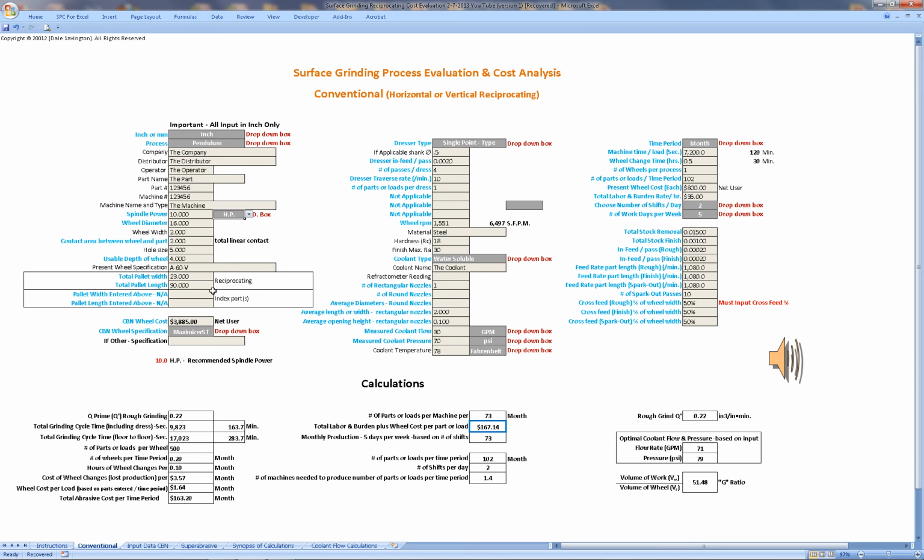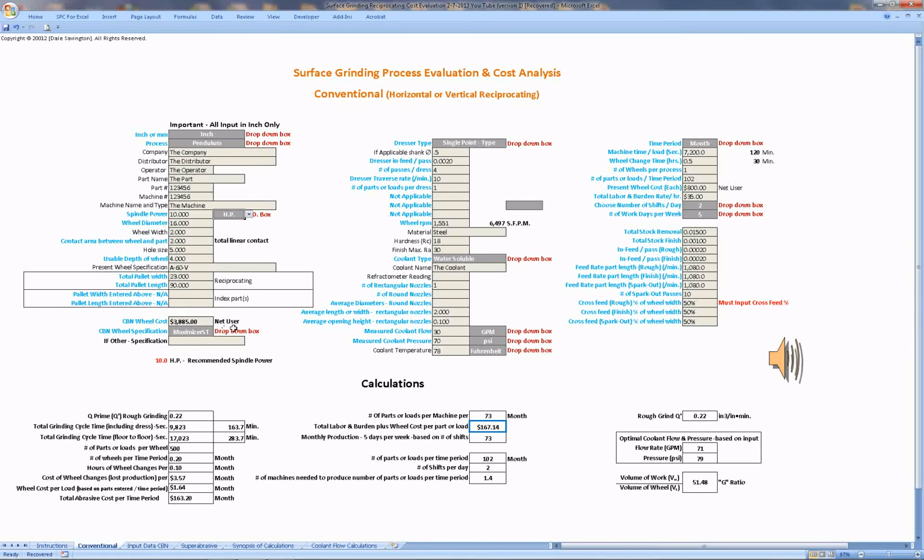In this case, we've chosen the reciprocating, and the total pallet width, because there could be multiple parts on this, is 23 inches wide across the table, and the total pallet length, no matter how many parts, which the travel of the wheel is going across the parts, is 90 inches.